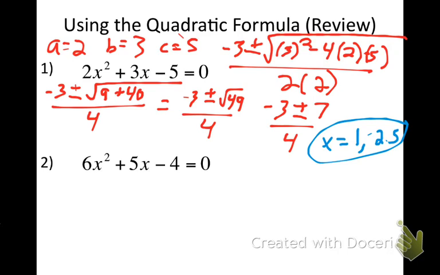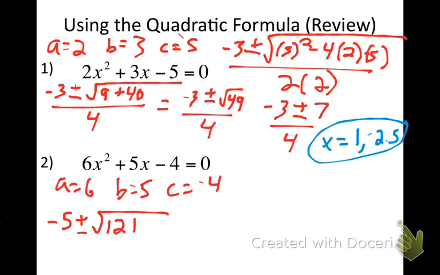Take a couple seconds, try number 2 on your own. Same type of problem, you're going to have to simplify. So as you work through this one, hopefully you identified A equals 6, B equals 5, C equals negative 4. When you worked it out, you ended up with negative 5 plus or minus the square root of 121 all over what would have been 12. Now what's unique? What's the square root of 121, Sean? 11. So I get negative 5 plus or minus 11 all over 12.